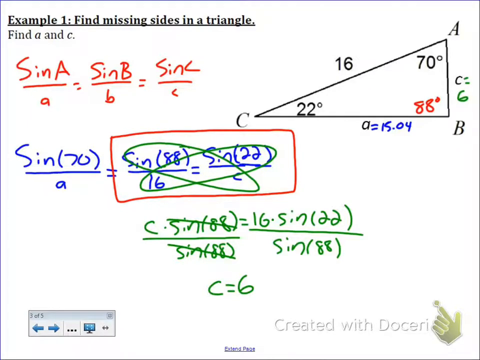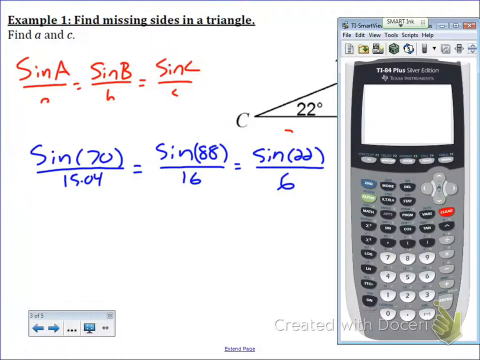And I have my 3 sides. Now one way we can double check our answer is by going back and plugging my 3 sides into the formula and making sure the ratios work. So in my calculator I'll just say sine of 70 divided by 15.04, and that's going to give me 0.0624795626. We'll try sine of 88 divided by 16, and as you see it's not exact, but it's really close.